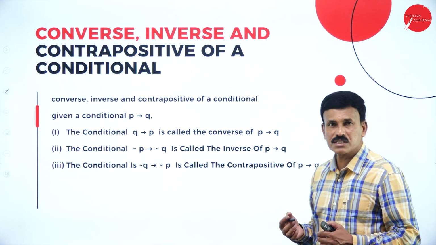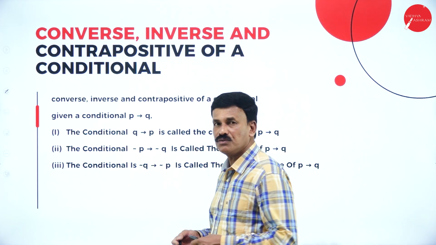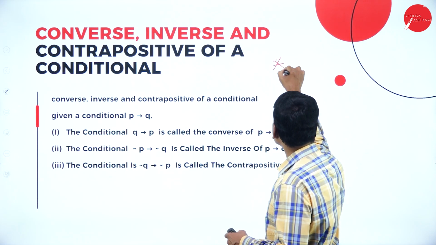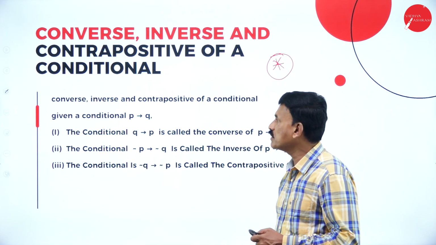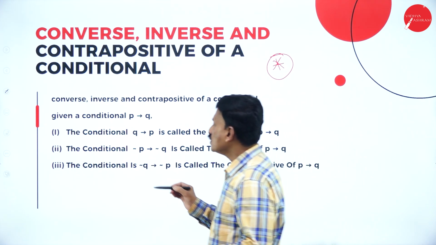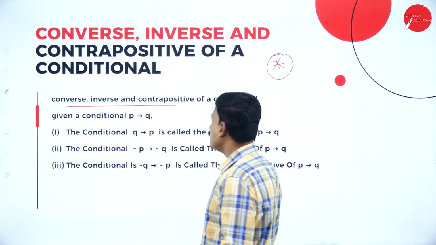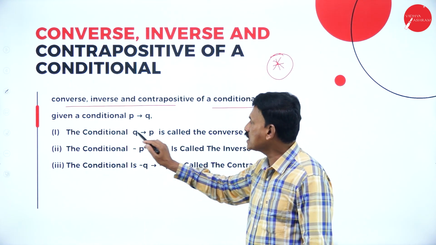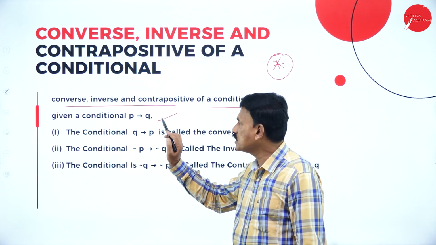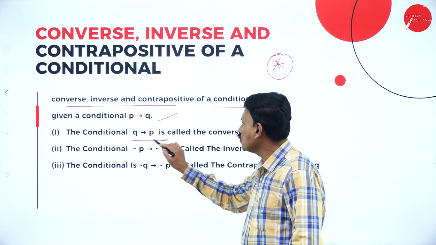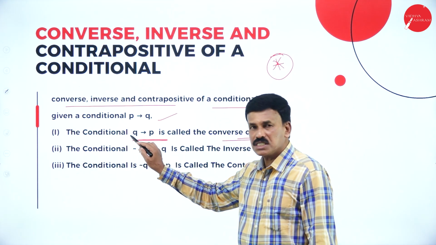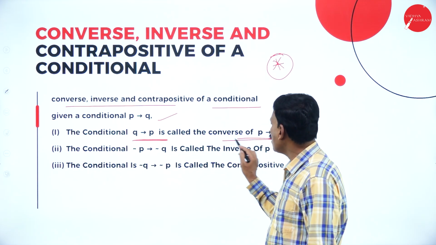Now, let us come to the next very important concept, that is converse, inverse and contrapositive. This is very important. Converse, inverse and contrapositive of a given conditional statement. For a conditional statement, how to write the converse, inverse and the contrapositive. Now, let us consider the given conditional statement as P conditional to Q. If P is conditional to Q, then the conditional Q to P is called the converse of P and Q. That is, the conditional statement Q to P is called the converse.